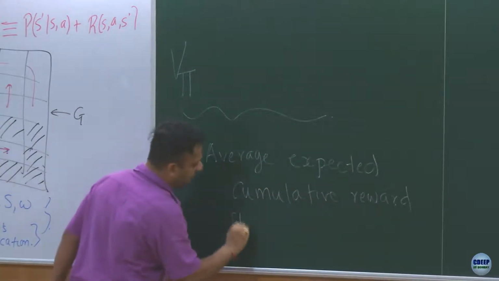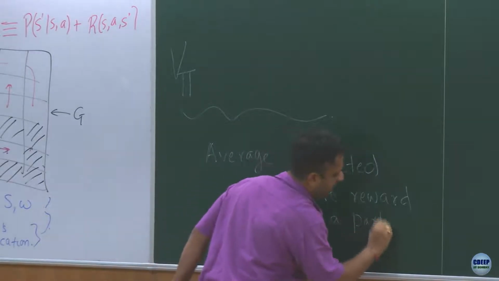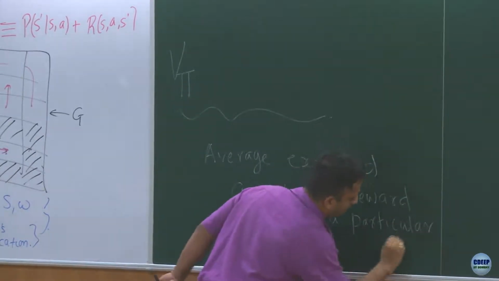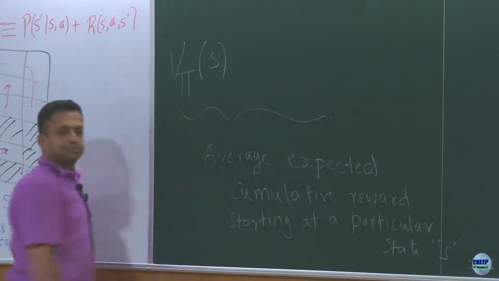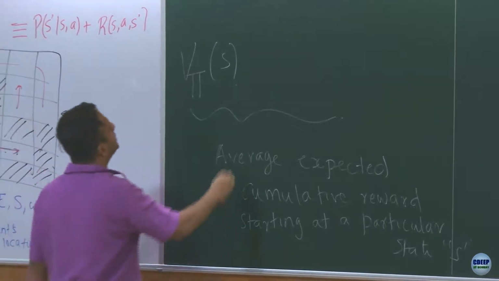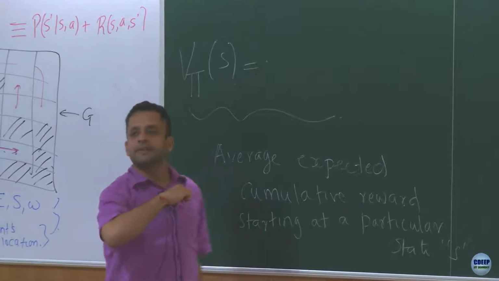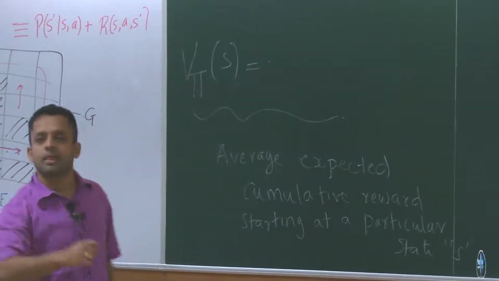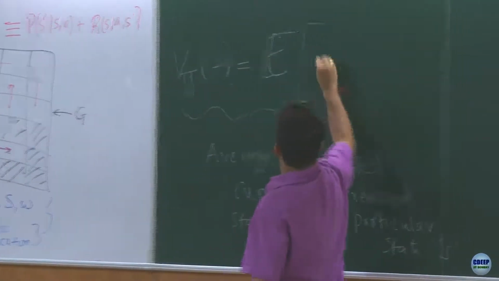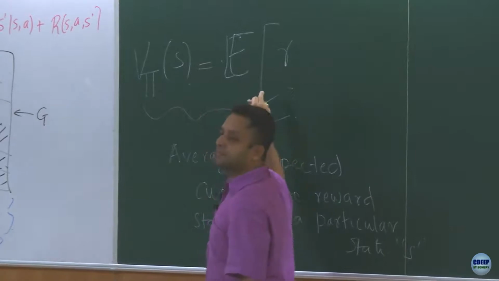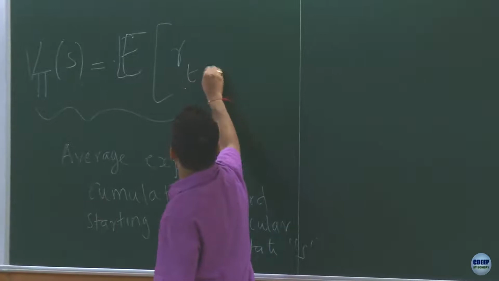And this is starting at a particular state, let's say S, and the S could be just the starting state. This is what? As I said, this is the expected reward, cumulative reward. Consider the step, the reward I would get.